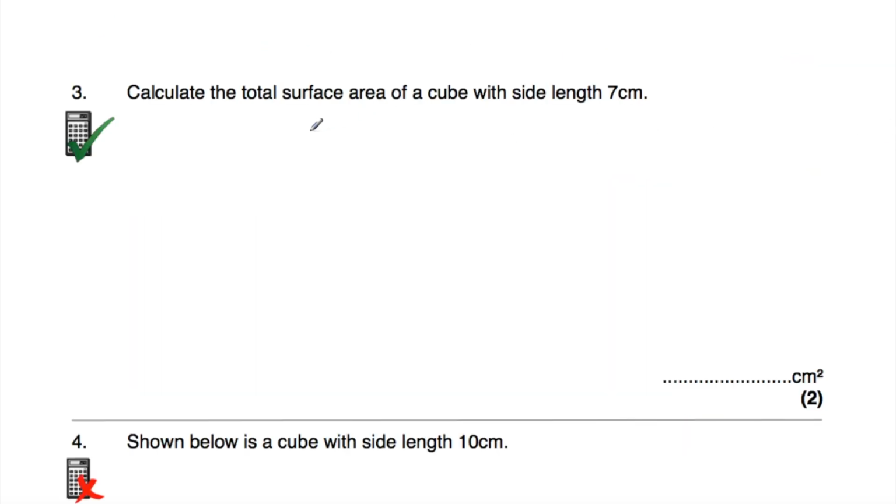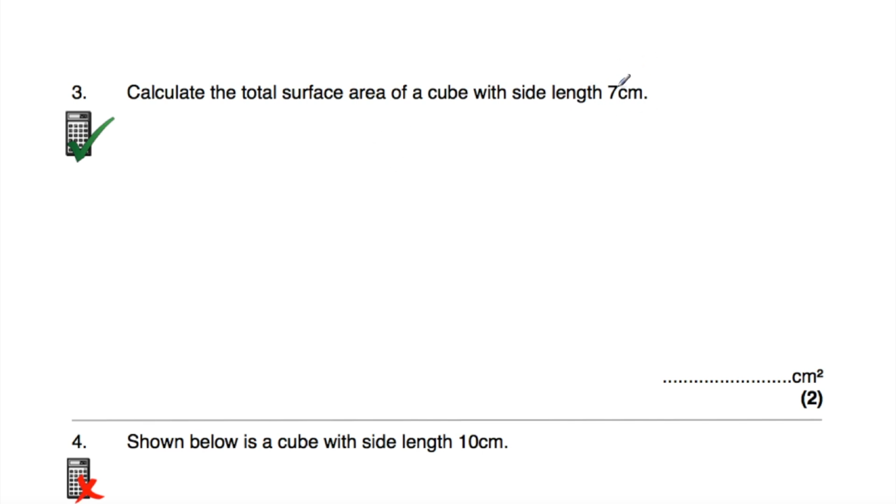Question number 3, we've been asked to find the total surface area of a cube with a side length of 7 centimeters. Now this time we don't have a diagram, but we know how to find the surface area of a cube. We need to find the area of one of the faces and then multiply that by 6 because all 6 faces will have the same area.